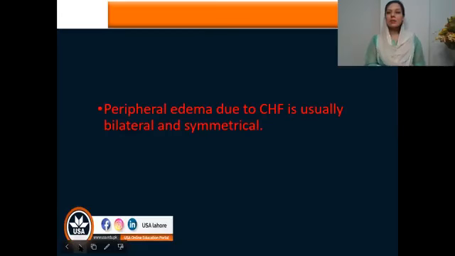Next, peripheral edema due to congestive heart failure is usually bilateral and symmetrical. This is a point related to clinical practice. When patients come to us, if they have bilateral peripheral edema, and it is symmetrical, this is the indication that is going to tell you that this is related to congestive heart failure. So this point is clinically very important. You must consider that if this is so, then this is due to that. You have this diagnosis and differential diagnosis in your mind.